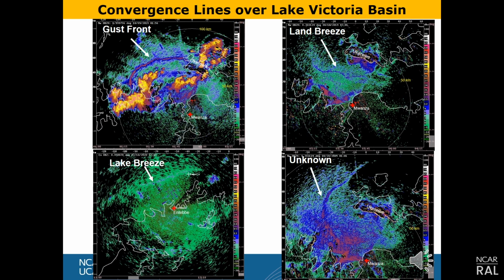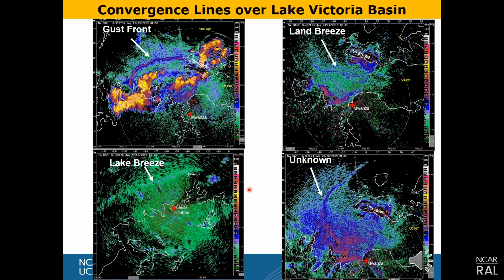This is a slide of radar reflectivity images showing a gust front, land breeze front, lake breeze front, and unknown. So you can see the gust front here, land breeze front here, lake breeze front here, faint, but it's there, and the unknown.